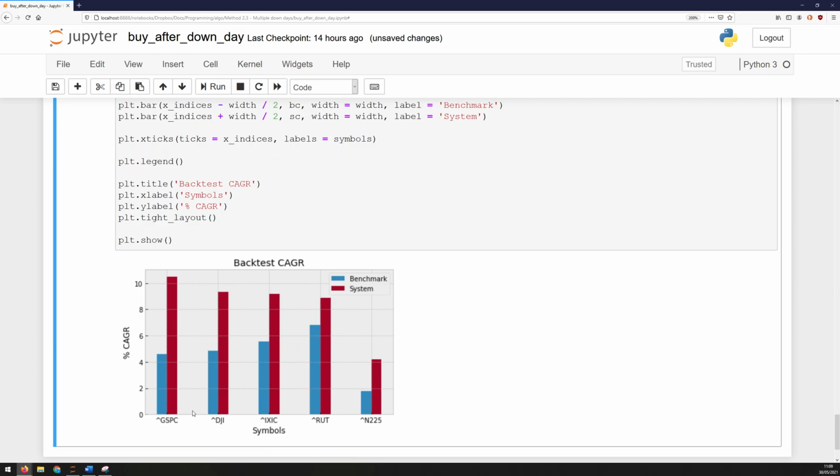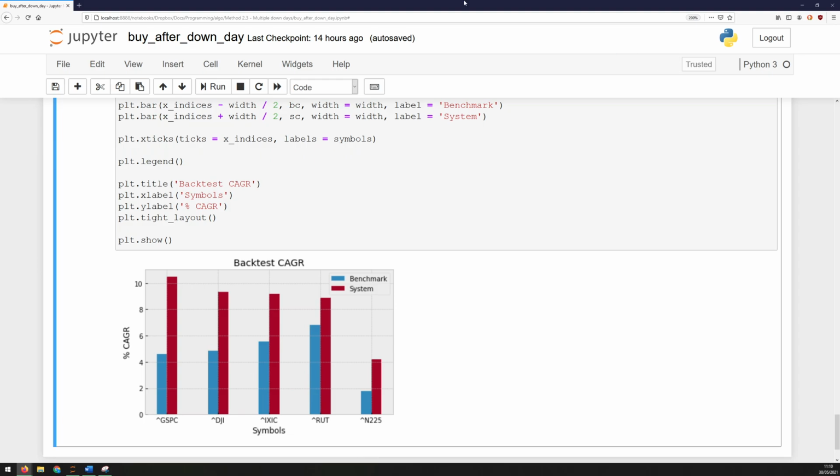So you can see here, I've got my benchmark in blue and the system return in red. The y-axis is the annualized return and the x-axis is the different symbols. So this does seem to hold true, again, like I said, this is across mostly the US indices. But it does seem to hold true across different ones.